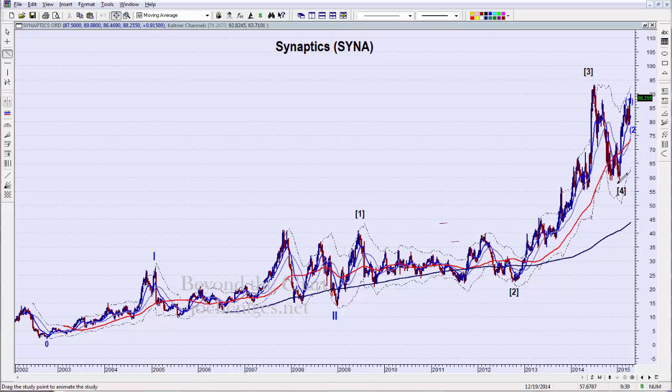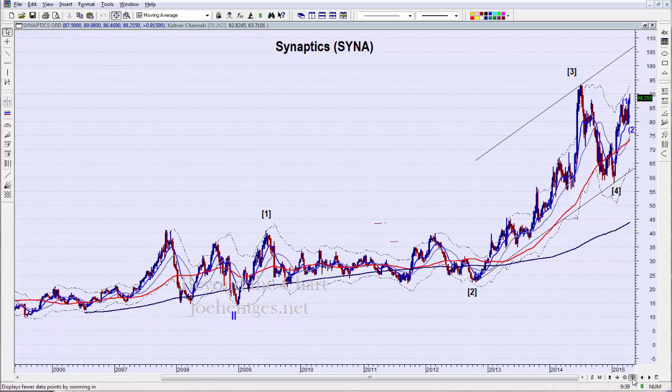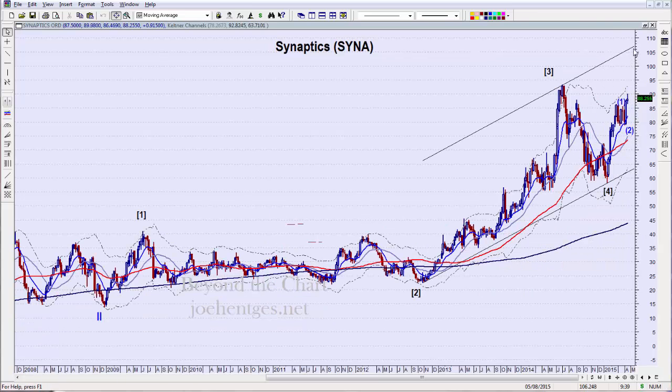If I draw a channel line between 2 and 4, and then you create a parallel line and bring it over to the top of 3, that's one potential target for the top of wave 5. It would be up into where it hits that parallel line. Of course, you zoom out a little bit, so we'd be talking up in here.